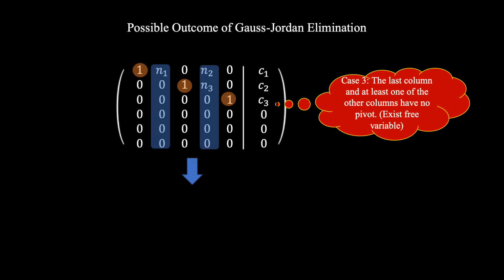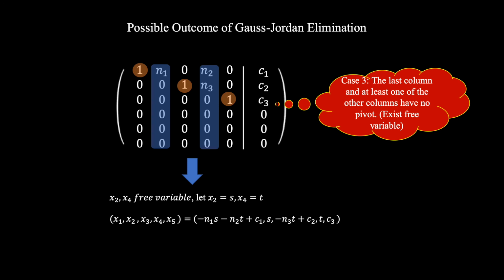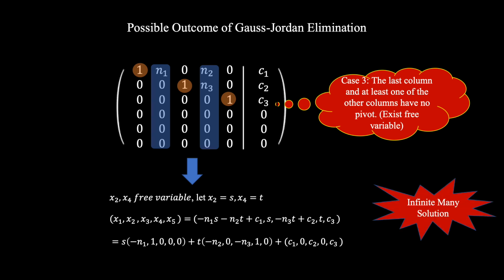In this example, x2 and x4 are free variables, which are represented by s and t, respectively, in the vector form of the solution set. Since the solution set has 2 free variables, it represents a plane in a 5-dimensional space.